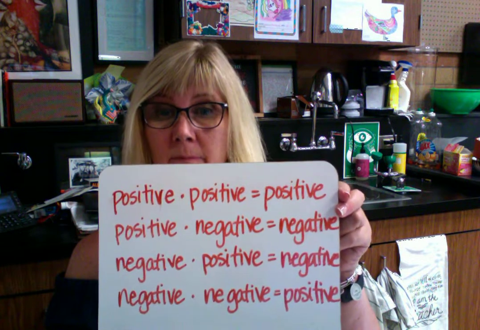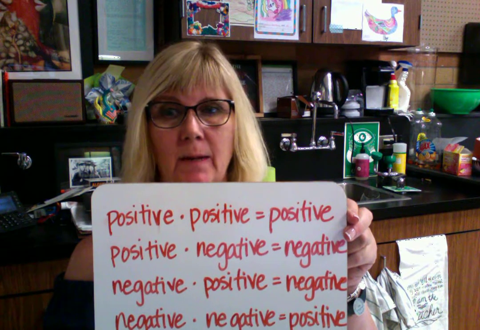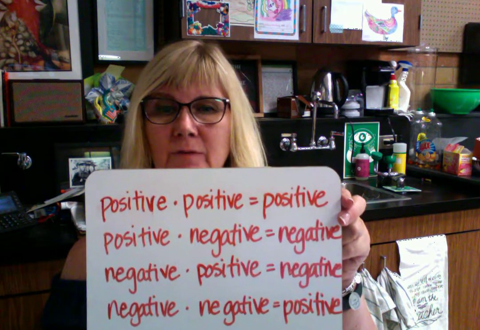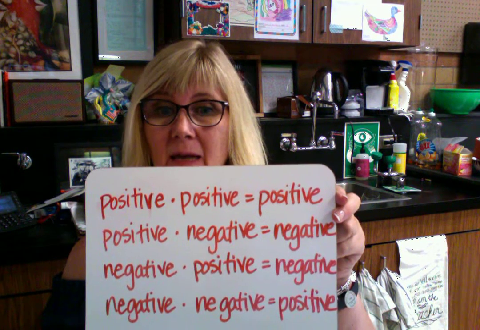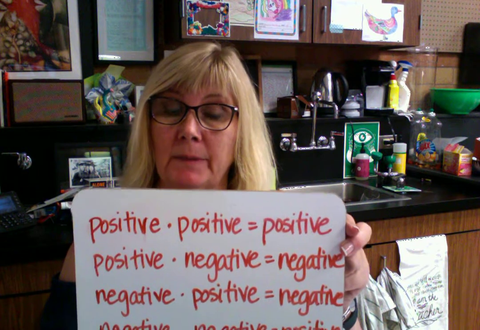Remember these rules? Positive times a positive equals a positive. A positive times a negative equals a negative. I'm having to read backwards. A negative times a positive is a negative, and a negative times a negative equals a positive. Those are the 4 different ways that you could see a problem in multiplication.